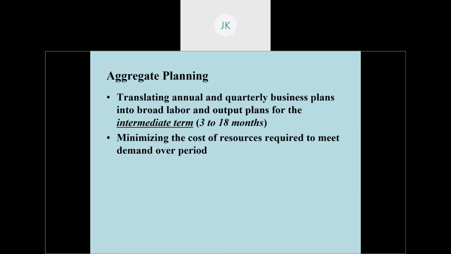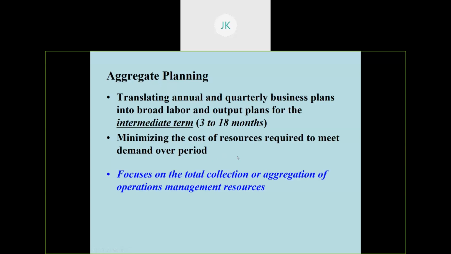Aggregate planning is an intermediate term plan, kind of a mid-term plan, about 3 to 18 months. Using this aggregate plan, we minimize the cost of resources required to meet demand over the period. This aggregate planning focuses on the total collection, or aggregate, of operations management resources.